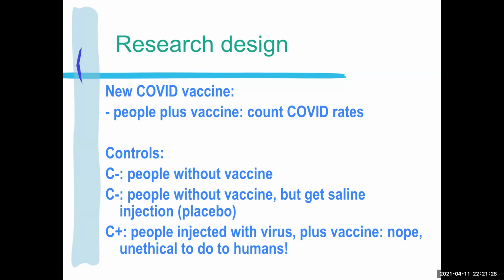You have people, their medical histories, you try to enroll a representative sample of the population in this country, and some people got vaccine, and then you followed them and looked at the COVID rates. So what were the controls? Well, two types of negative controls come right to mind, right? People without the vaccine at all.